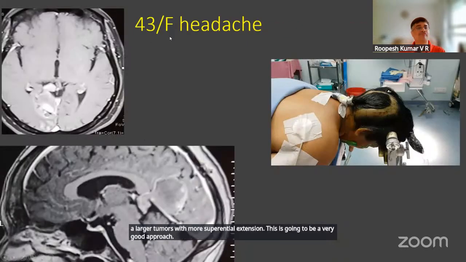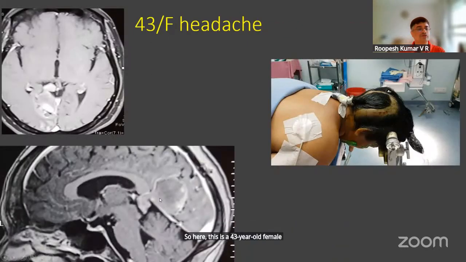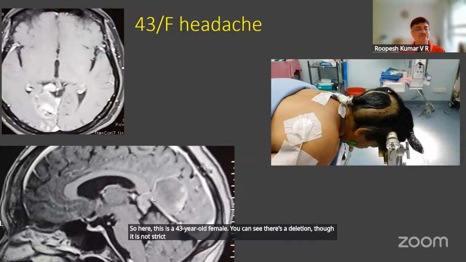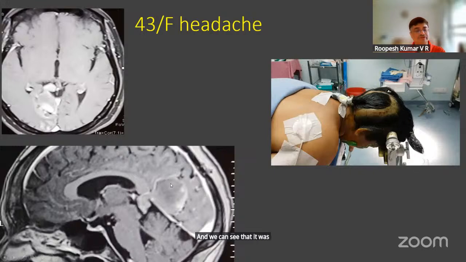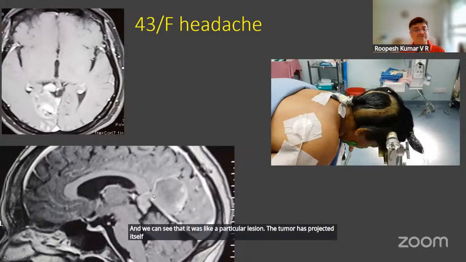So here, this is a 43-year-old female. We can see there's the lesion, though it is not strictly in the posterior ventricle, it was actually an immature teratoma. And we can see that it was like a pedunculated lesion. The tumor has projected itself in between this space, and it has presented anteriorly.